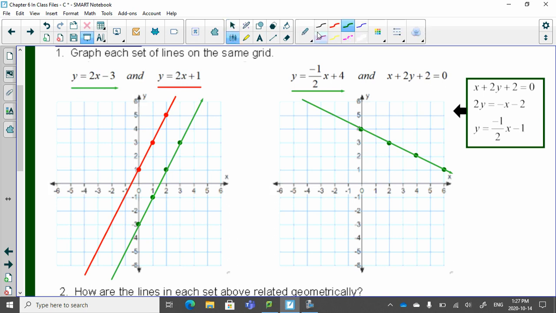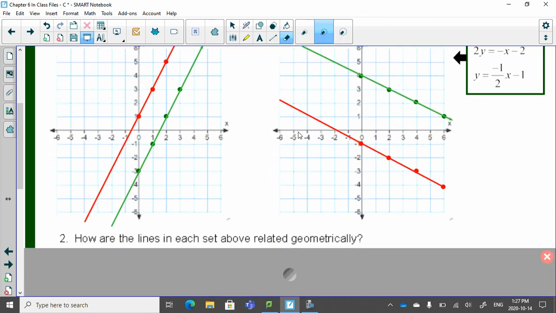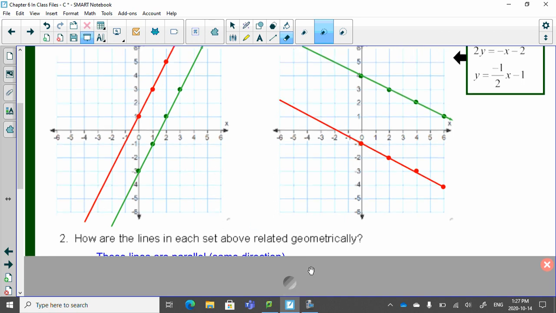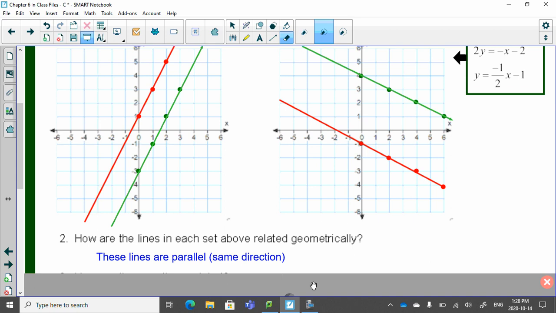So when I graph this, I'll use red. I go down to -1, down 1 over 2, down 1 over 2, down 1 over 2, and we get this line right here. This is this line. Okay. So we have these two sets of lines, and when you're looking at these, you're probably starting to come up with what you see here. First question, how are the lines in each set related geometrically? When we look at them on a graph, how are they related? I think most of you will look and say they're heading in the same direction. We call that parallel, okay?